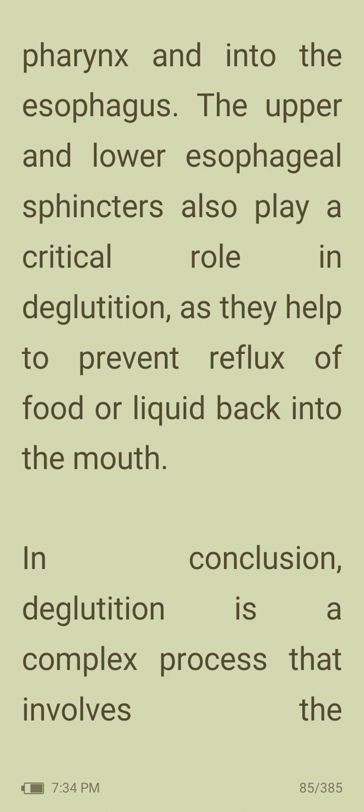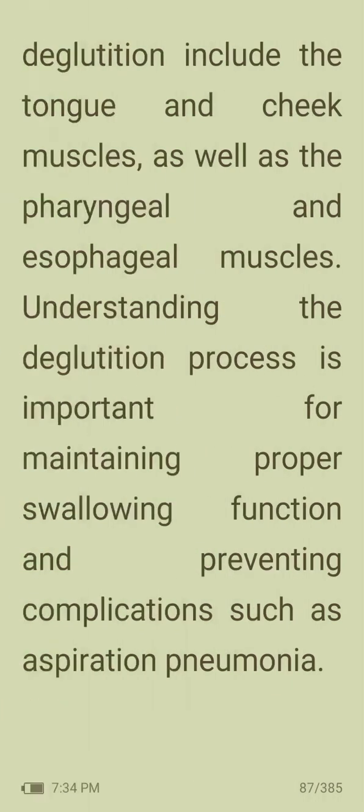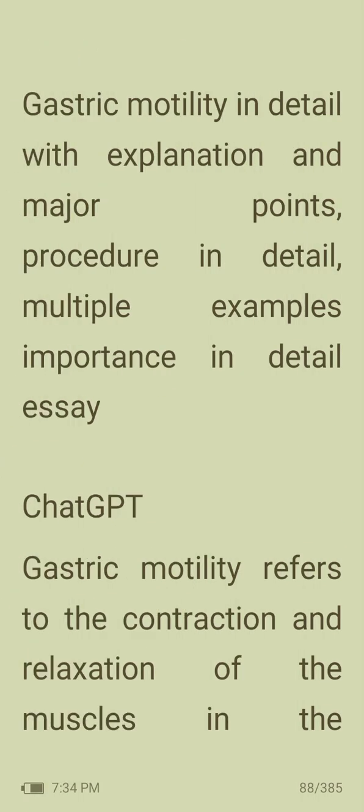In conclusion, deglutition is a complex process that involves the coordination of action of several muscles and nerves. The process can be divided into 3 phases: oral phase, pharyngeal phase, and the esophageal phase. The nerve control of deglutition involves both the voluntary and involuntary nervous systems, and the muscles involved in deglutition include the tongue and cheek muscles as well as the pharyngeal and esophageal muscles. Understanding the deglutition process is important for maintaining proper swallowing function and preventing complications such as aspiration pneumonia.